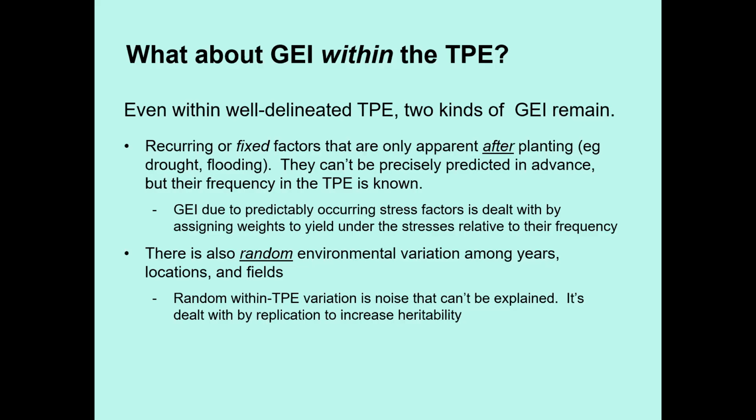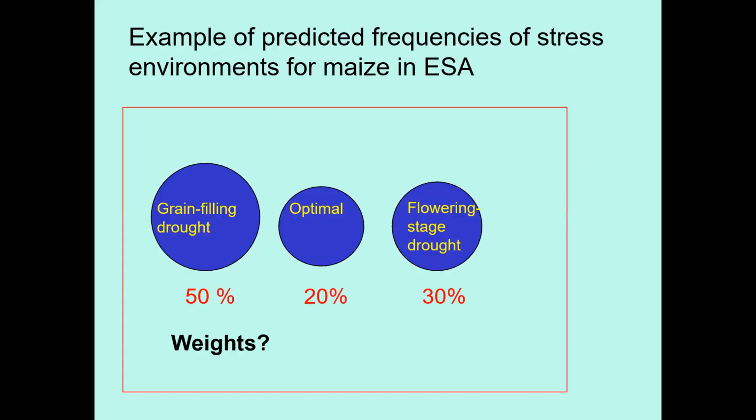There's also random environmental variation that's simply noise in the way cultivar means bounce around from location to location, field to field, year to year. There's nothing you can do about that except replicate. It's just noise. It's like plot error. So you have to have enough locations within the TPE to deal with that type of noise.